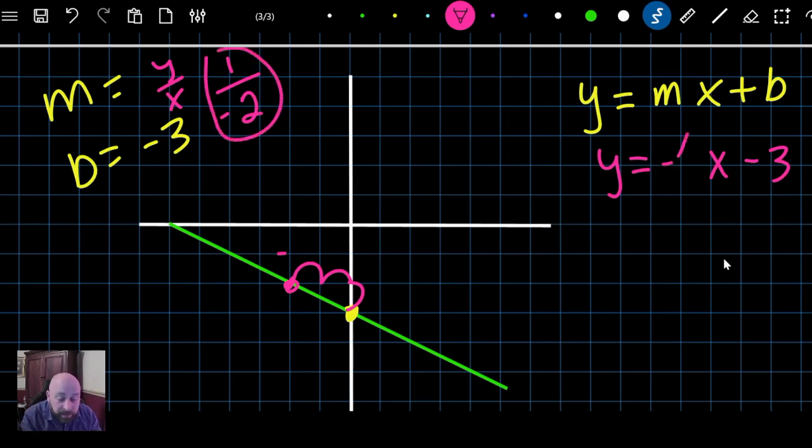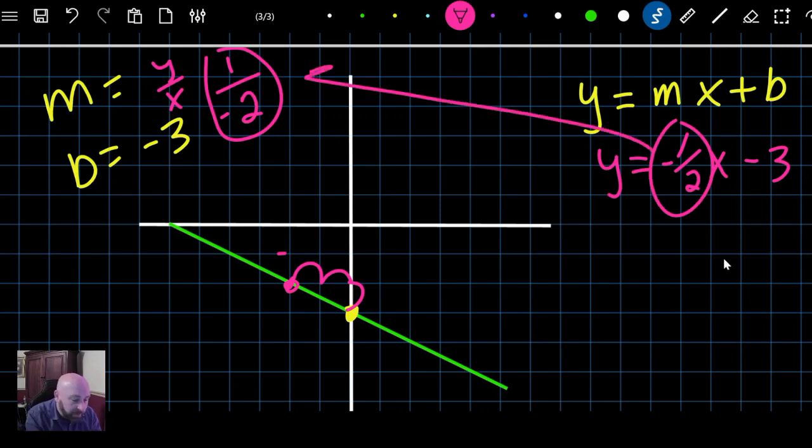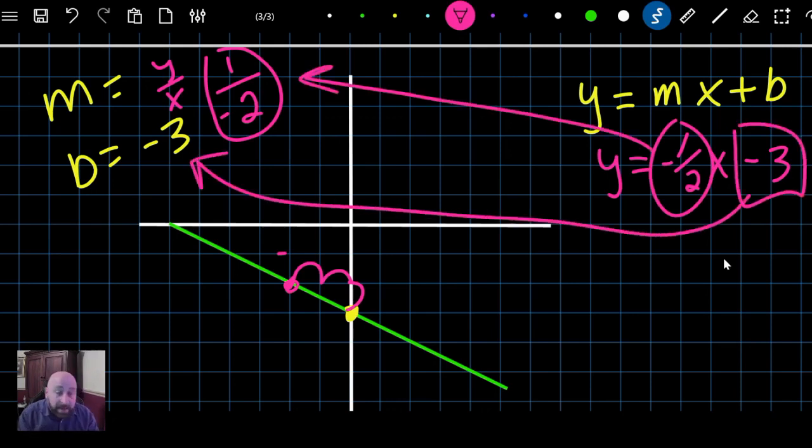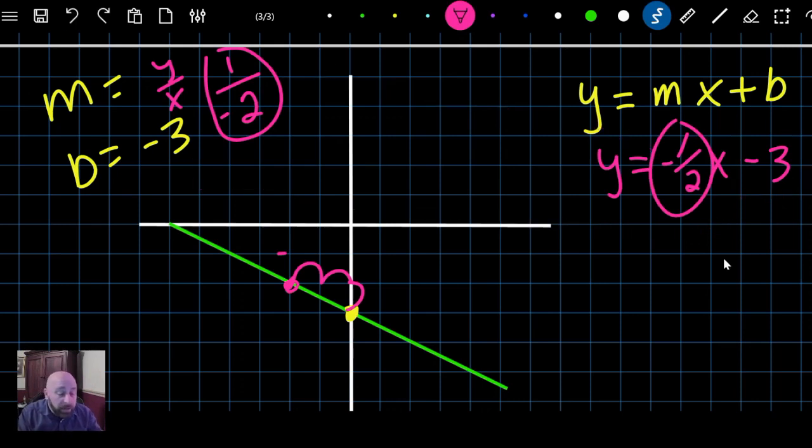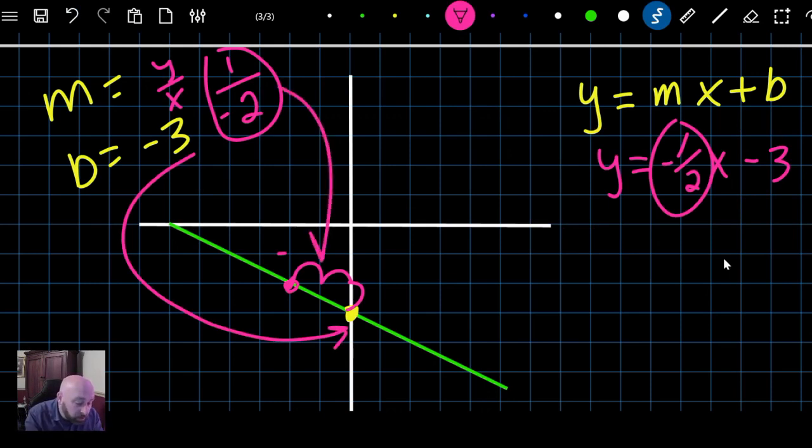So we just put -1/2. There you go. So there is the equation of the line that we just graphed: y equals -1/2 x minus 3. This is the slope, and we got that from right here. And then this is the y-intercept, and we got that from right here. Where did we get those? Well, we got this from where it crosses the line. We got the slope from counting over to another point that crosses one of these corners.